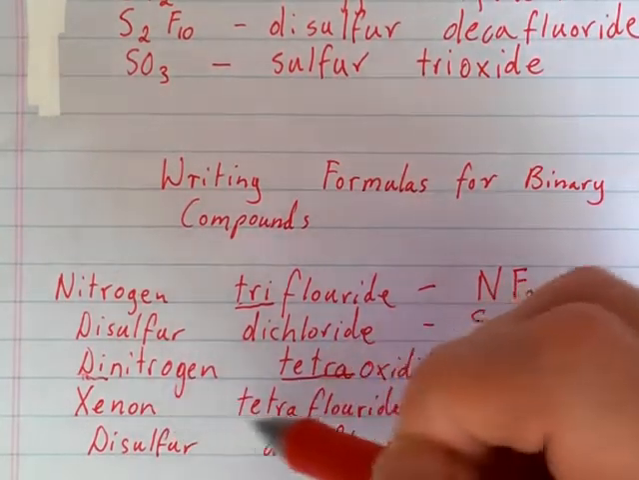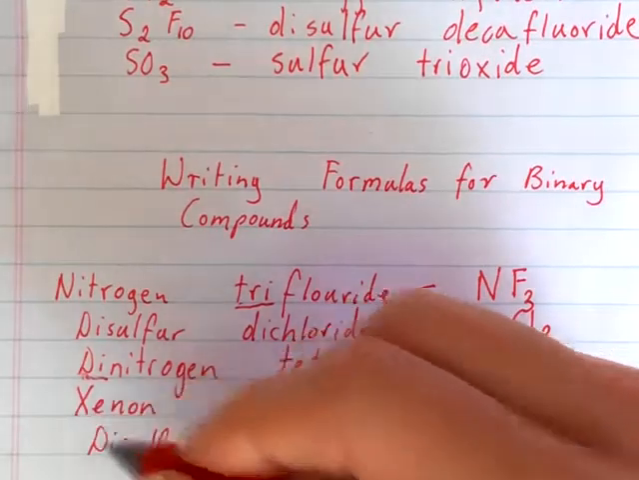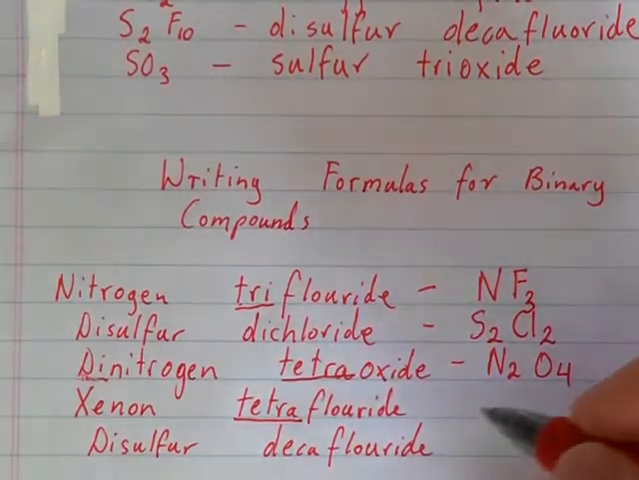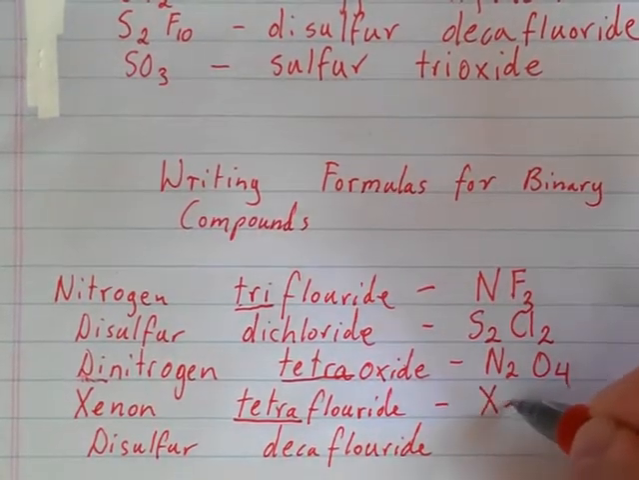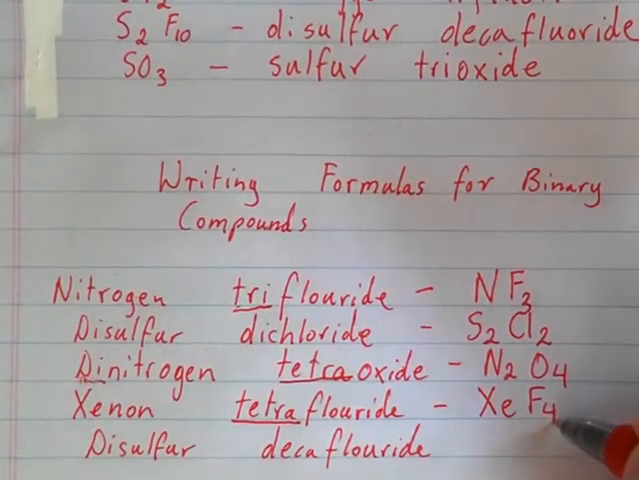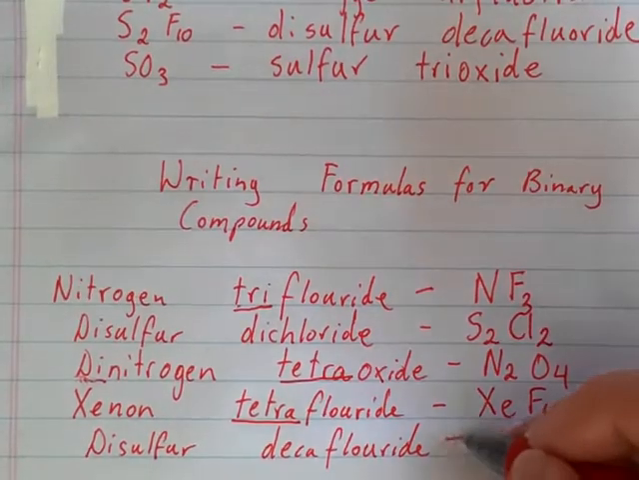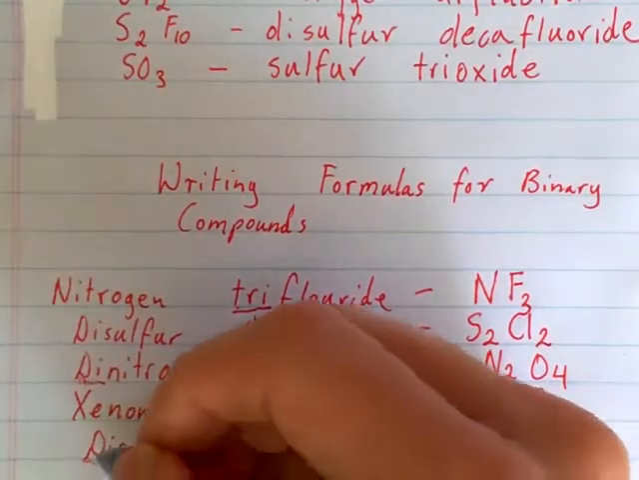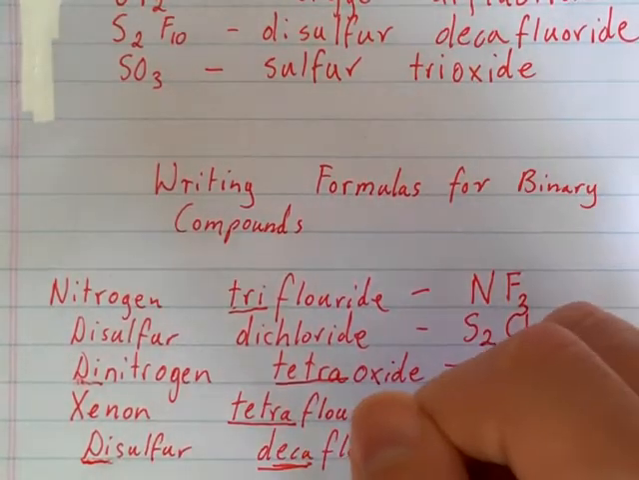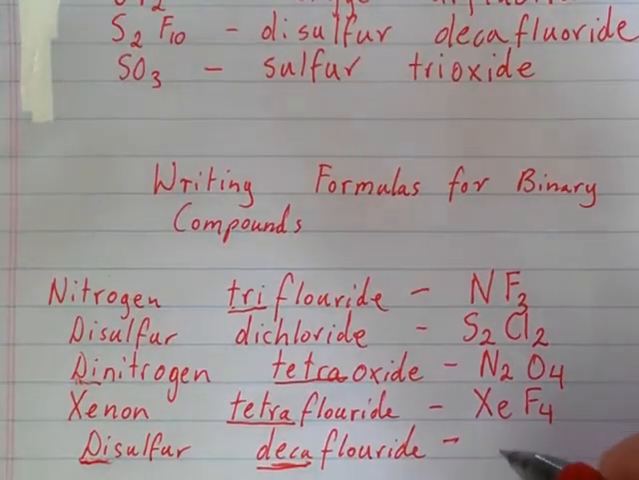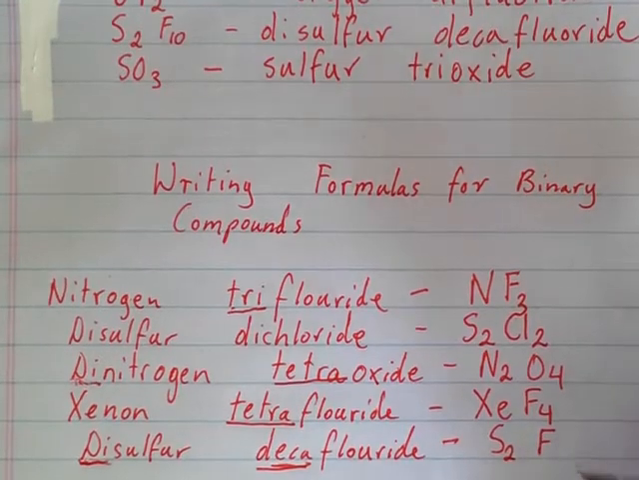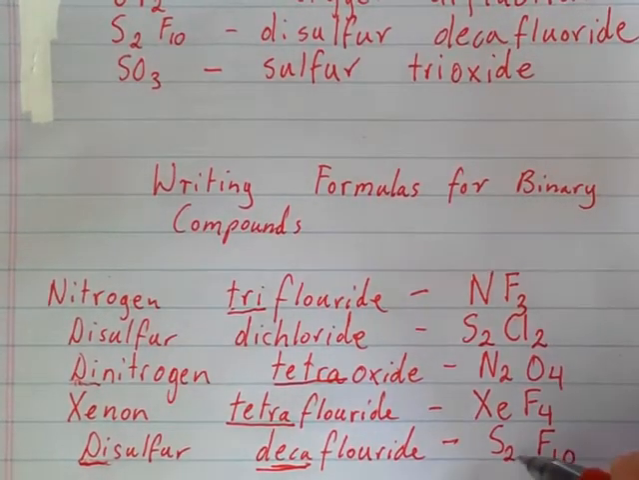Let's look at the next one, xenon tetrafluoride. So here we have no prefix, so just 1. Tetra is 4, so we have 4 fluorines. So the symbol for xenon is Xe, symbol for fluoride is F, and we have 4 fluorines, so it's XeF4. Let's look at the next one. Di means 2. Deca means 10. So we have 2 sulfurs and 10 fluorides, or fluorine atoms. So S2, symbol for fluorine is F. We have 10 of it, so it's S2F10.